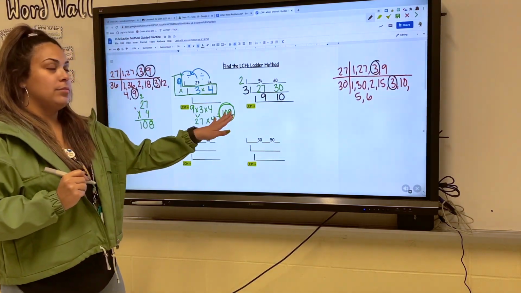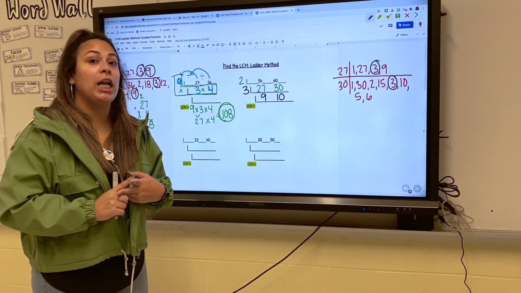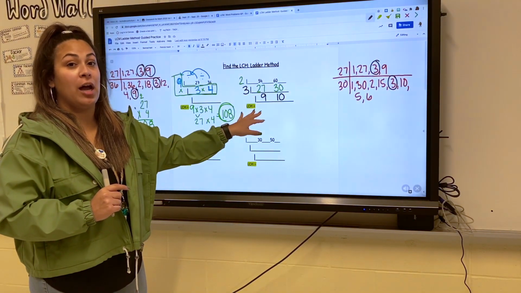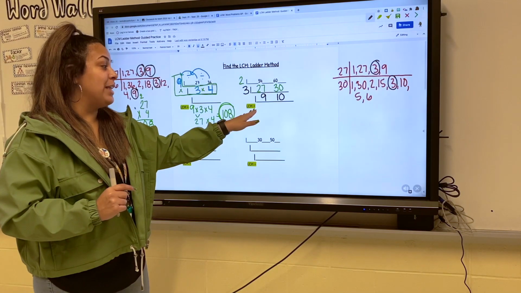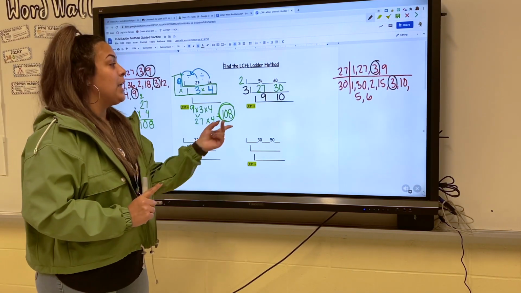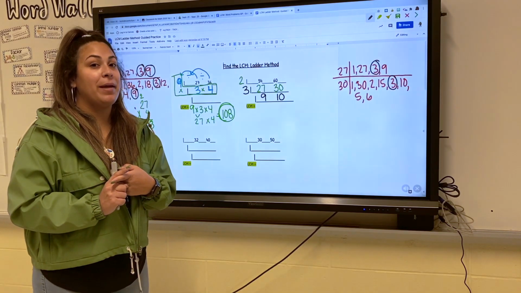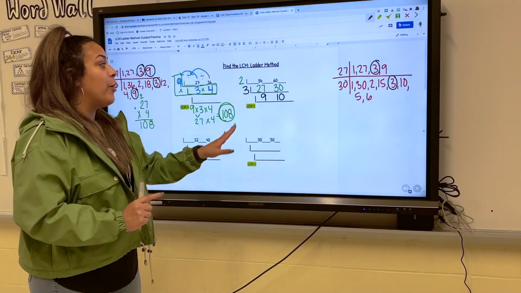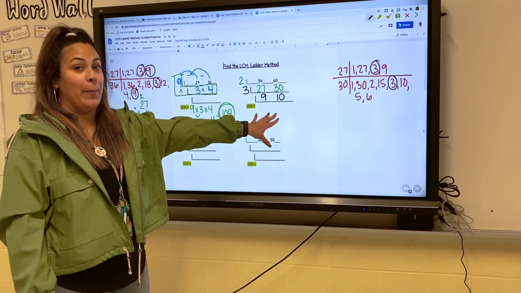Now, even though 9 and 10 are not prime numbers, they do not share a factor in common. The only factors that can make up 9 are 1 times 9 and 3 times 3. And the only factors that can make up 10 are 1 times 10 and 2 times 5. So I am done factoring out.